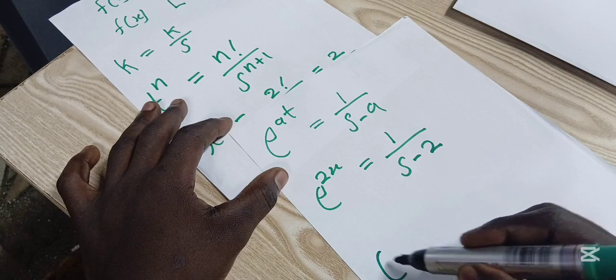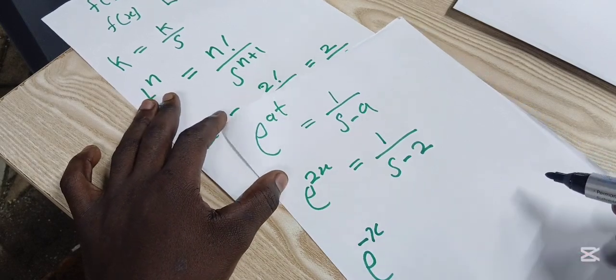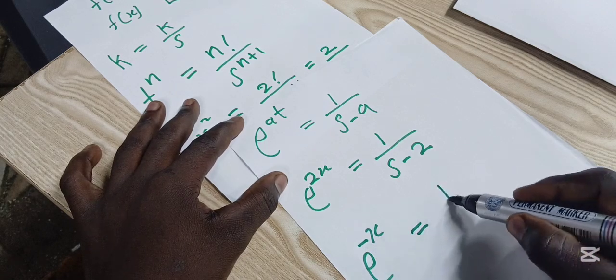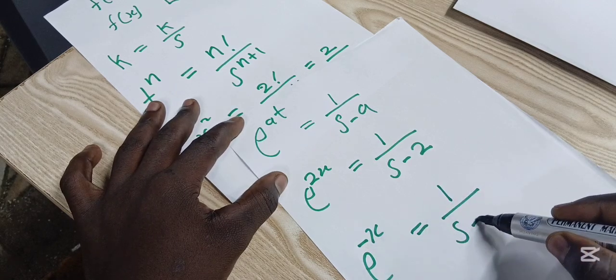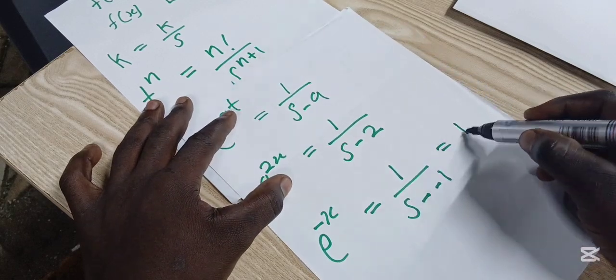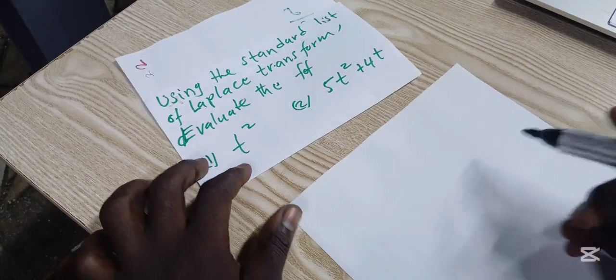Find the Laplace transform of e to the power negative x. In this case, our a is minus 1. We are going to get 1 out of s minus (minus 1), which is going to give us 1 out of s plus 1. So back to the problem.